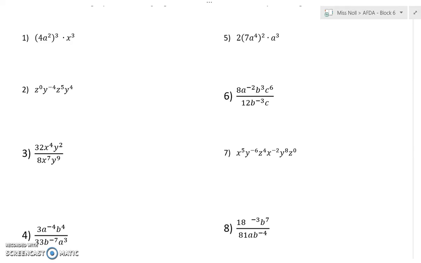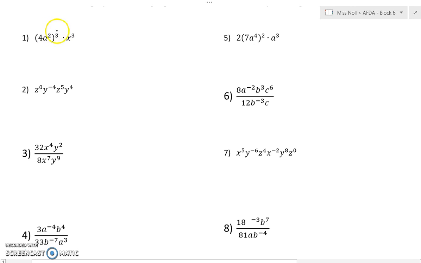So remember, we don't want any negative values in our final answer, so everything should have a, I'm sorry, there can be negatives, there just can't be negative exponents. I'm not sure if I said that right. So we don't want any negative exponents in the final answer. So let's just start from the beginning, go through a few of them.